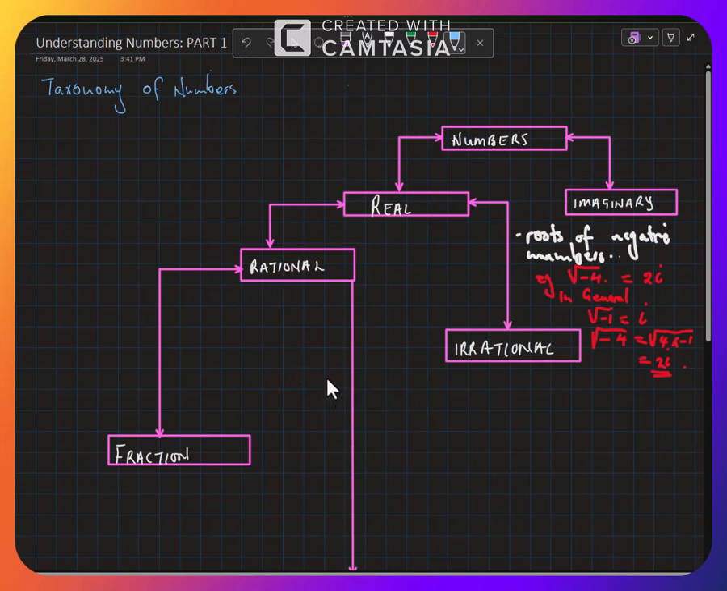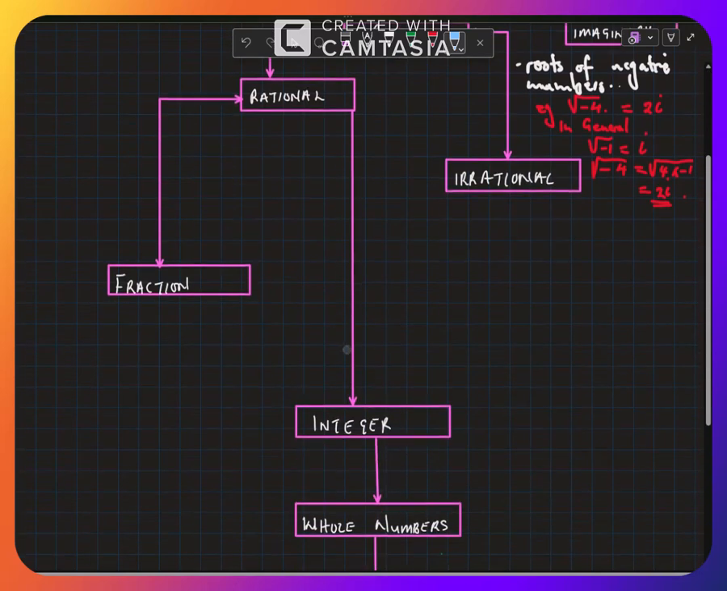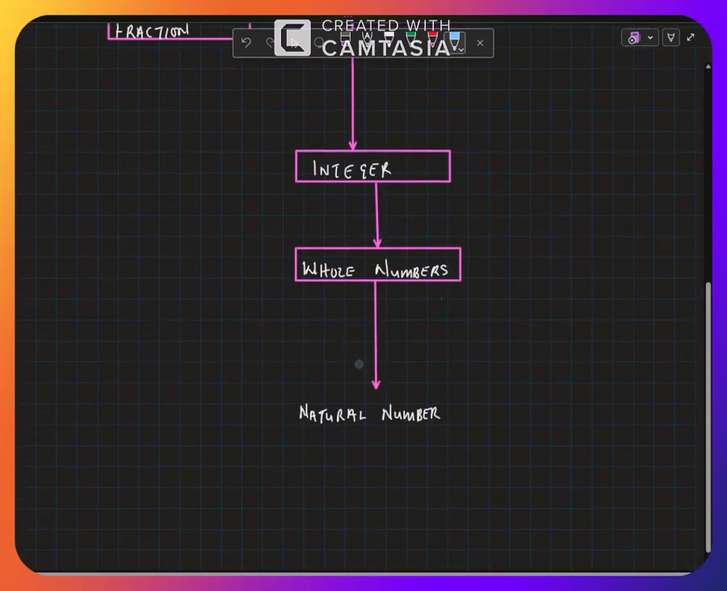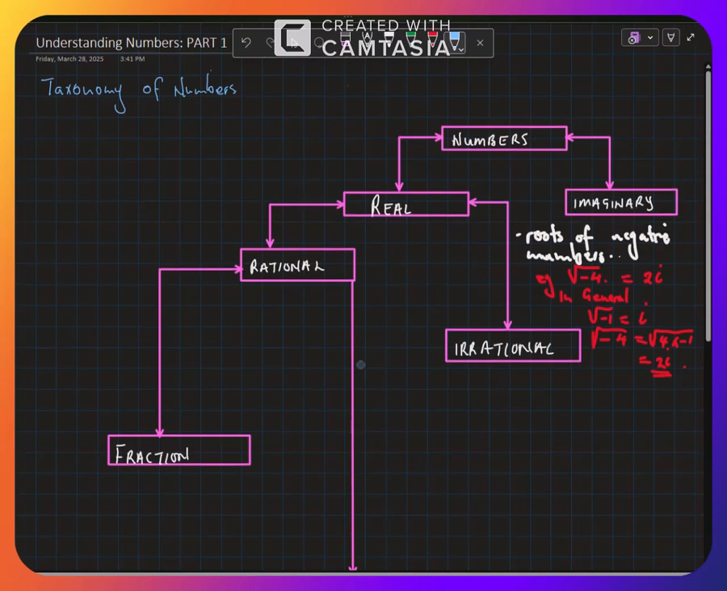We are also talking about fractions, integers, whole numbers, and natural numbers. So let's just go and look one by one.